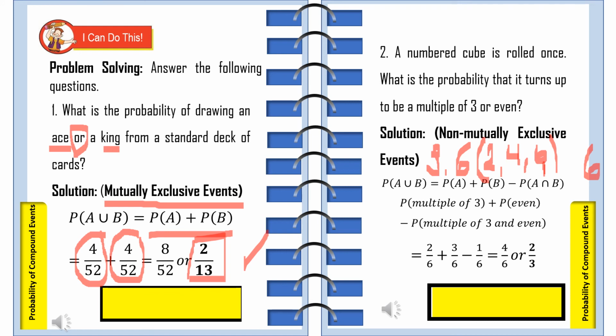So, 2 over 6 plus yung even numbers natin, yung 2, 4, 6. We have 3 even numbers divided by the total number of numbers natin sa cube. That is 6. Minus yung common nila, yung 6. So, that's 1 over 6. And then, similar fractions ito, you just add and subtract. So, 2 plus 3 is 5 minus 1. That's 4 over 6. And then, lowest term, divisible by 2. That's why our final answer is 2/3. O, diba? That's how we solve for non-mutually exclusive events. Tapos na tayo sa first two, sa mutually and non-mutually exclusive events. Let's proceed to our third problem.